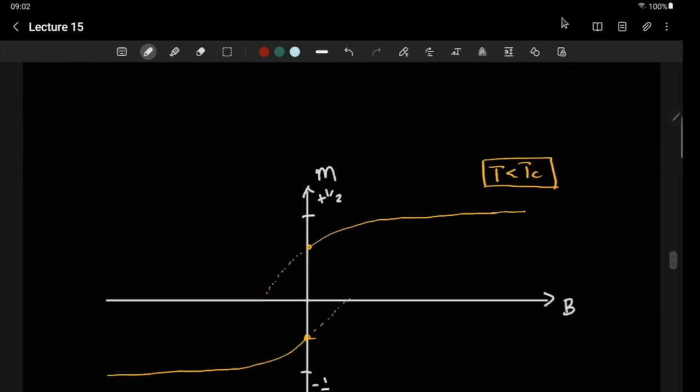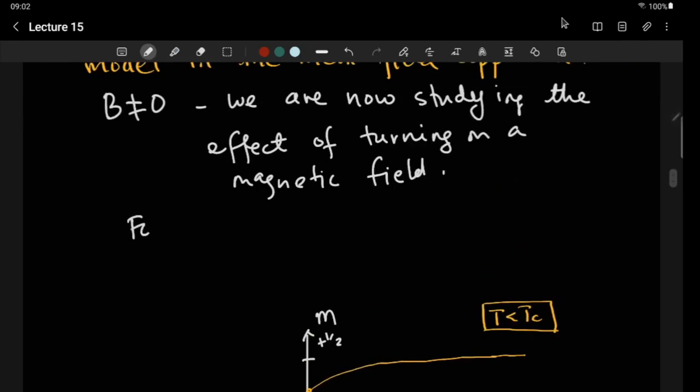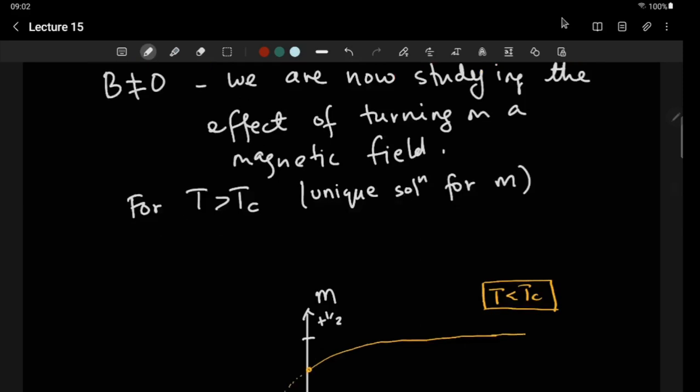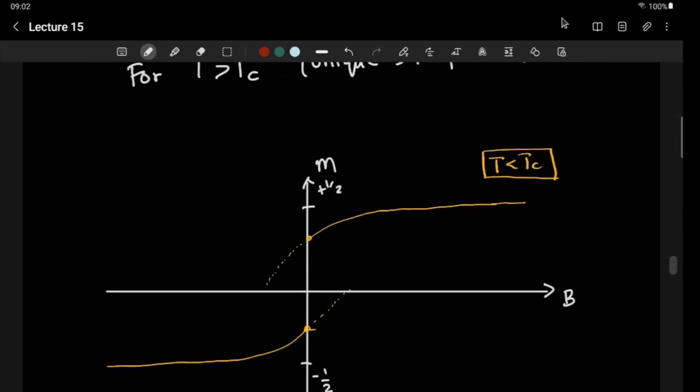This is what we did last time. For T greater than Tc, which we know in the absence of a magnetic field is a paramagnet, if you turn on a B, like any paramagnet, there will be a magnetization and the solution is unique. So we had no issues. You get a unique solution for M, the average magnetization.